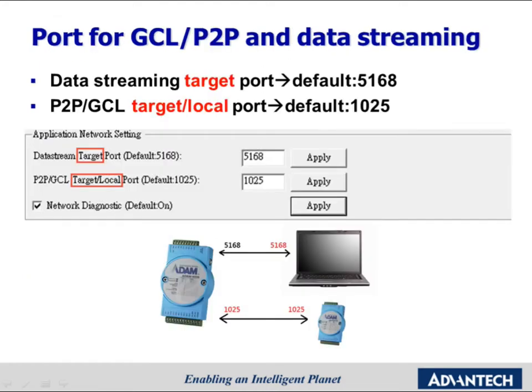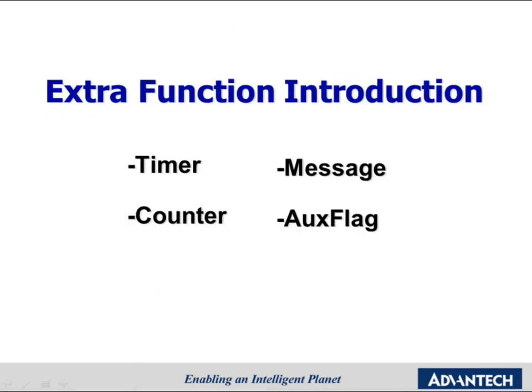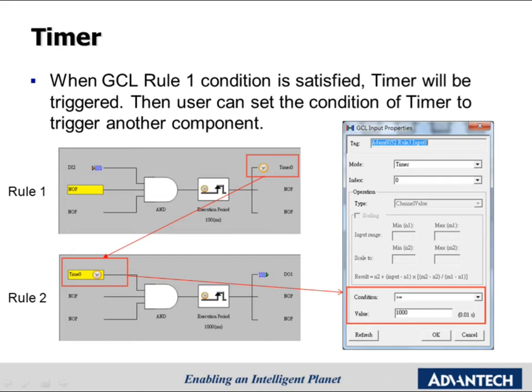Here are the port settings for these functions. For data streaming, we can change the target port. For P2P or GCL function, we can change the target or local port at the same time. Here, we are going to make a brief introduction of these 4 functions in GCL. The first function is timer, as you can see in the picture. When the GCL Rule 1 condition is satisfied, the timer will be triggered. The user can set a condition of the timer to trigger another component.